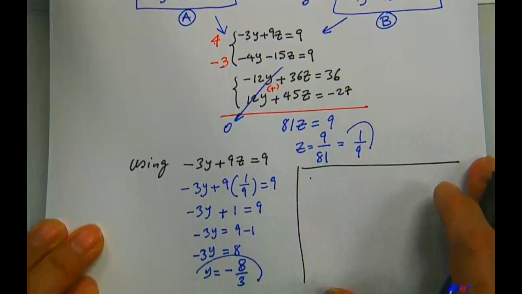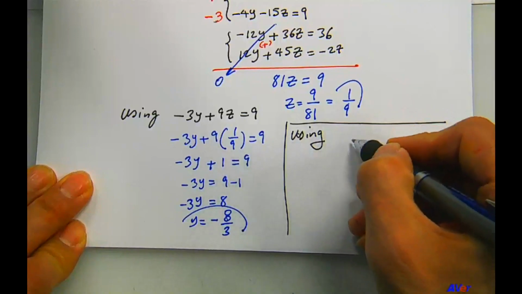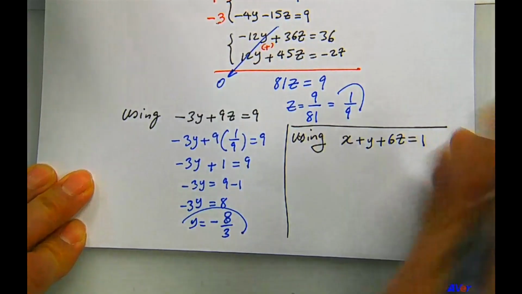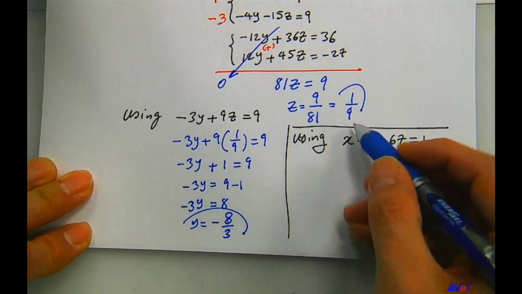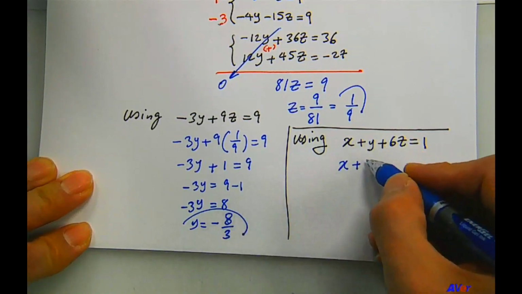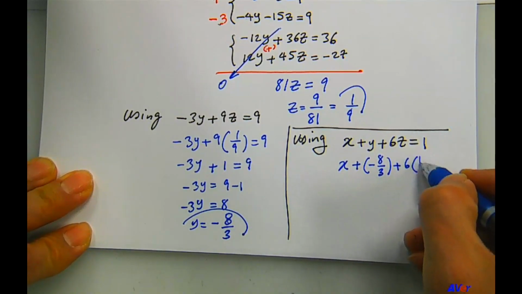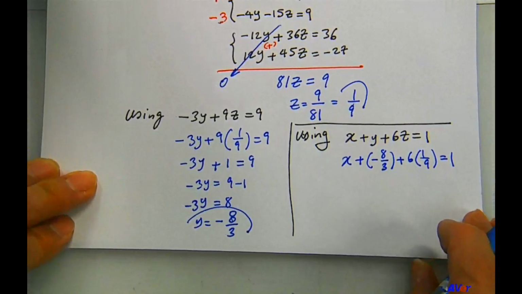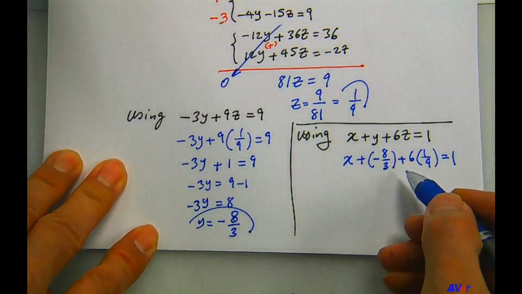So using x plus y plus 6z equals 1. So we have x, for which we're solving, plus y, which is minus 8 over 3, plus 6z, and z is 1 over 9, and the other side is equal to 1. Okay, so now the rest is just doing the arithmetic on this, right?